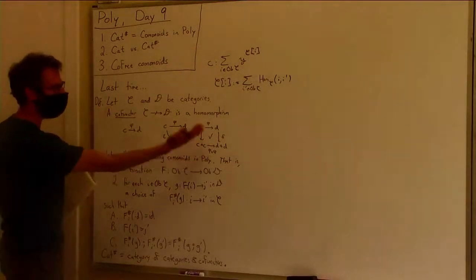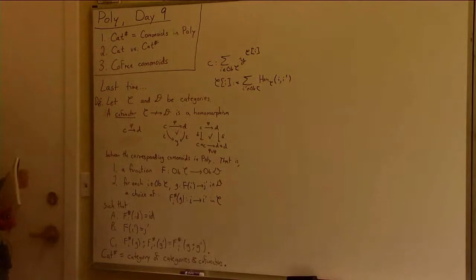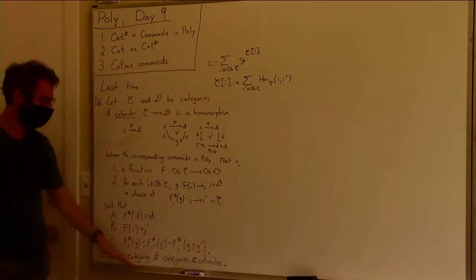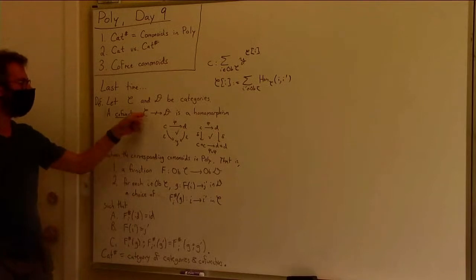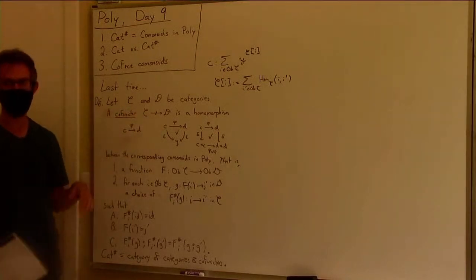It's just kind of strange to be pulling maps back. And that strangeness is what I'm going to go over in part one, how you think about this with a bunch of examples. So I'll talk about Cat Sharp. And Cat Sharp, again, is just the category whose objects are categories and whose morphisms are cofunctors.